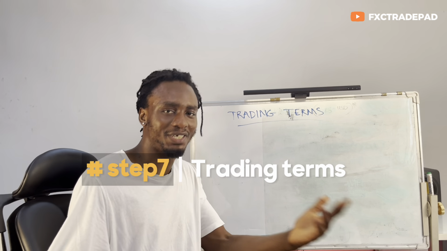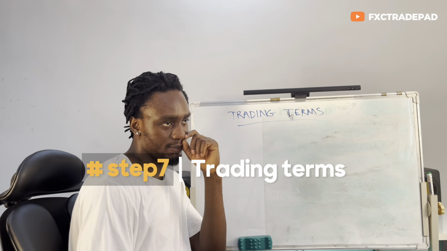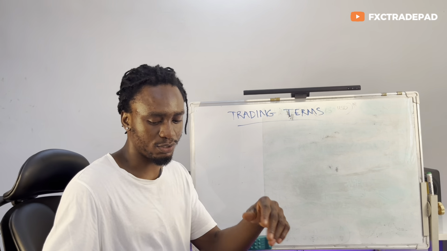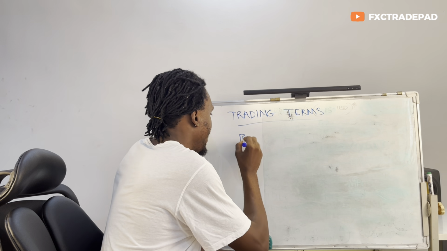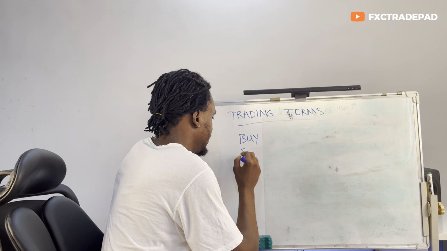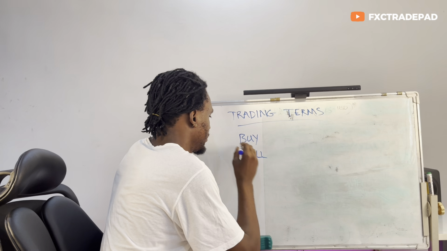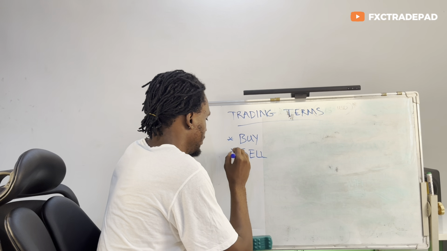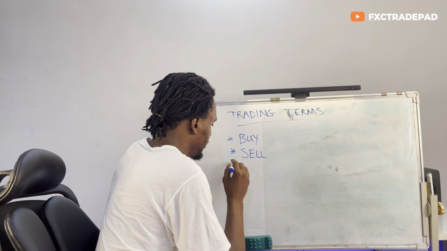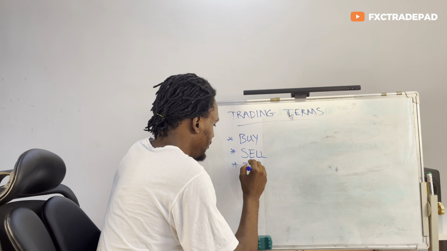So let's talk about trading terms. These are the words we use as traders more often. All right. So number 1 is buy, sell. Number 2. Number 3 is take profit.